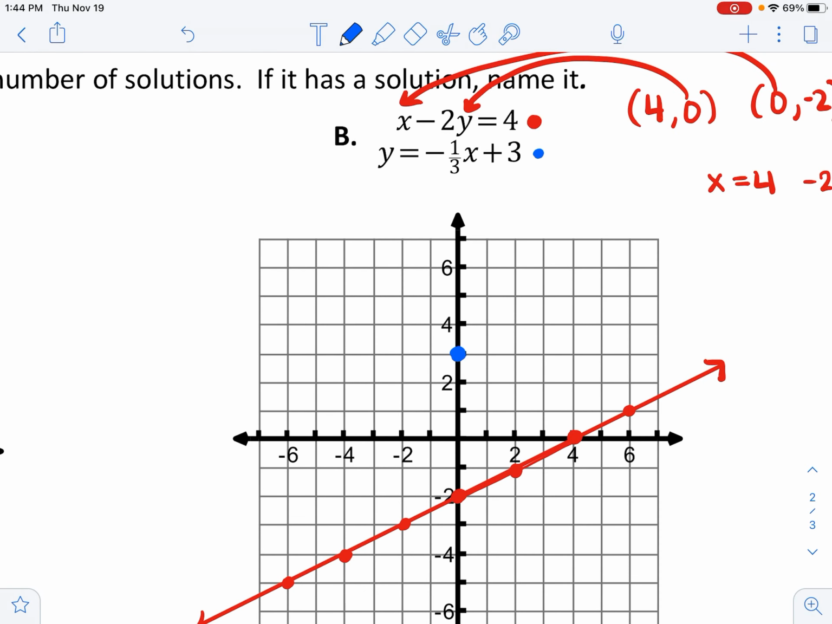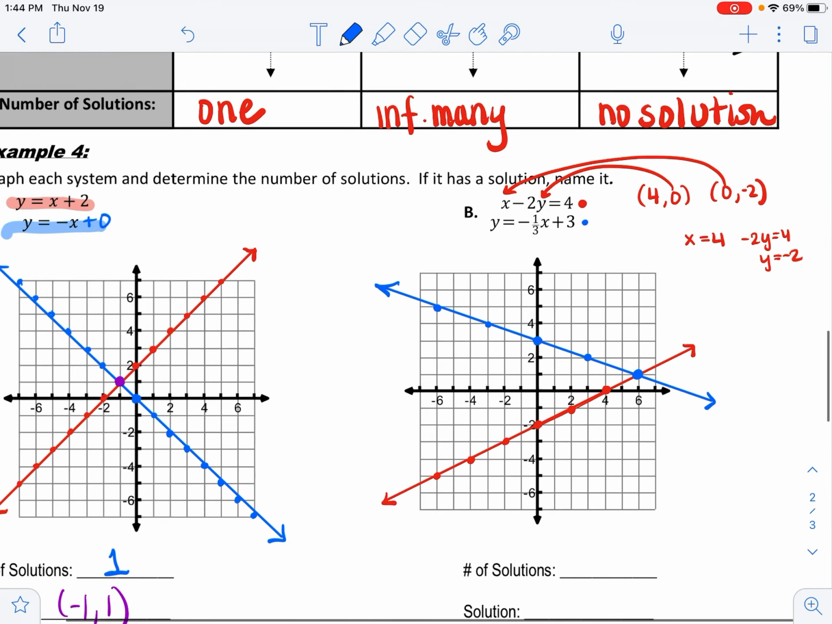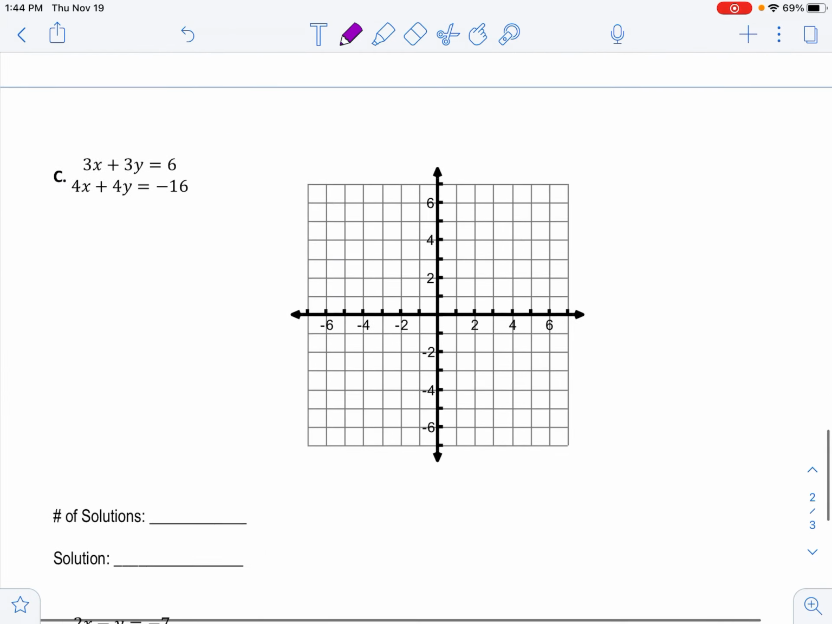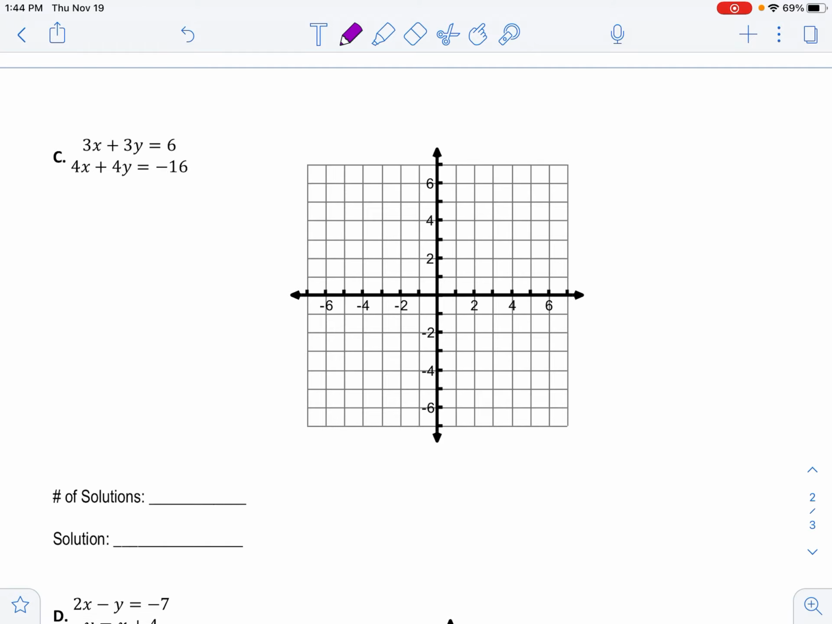All right, now I'm going to graph the second line. Y equals negative 1/3 x plus 3, so y-intercept of 3 and a slope of negative 1/3. So I'm going to go down 1, right 3. There's my intersection, but I'm still going to graph the rest of my line by going up 1 and left 3. And there's my second line. So how many solutions does this have? This has 1 solution, and that 1 solution is this point of intersection, which is the point (6, 1).